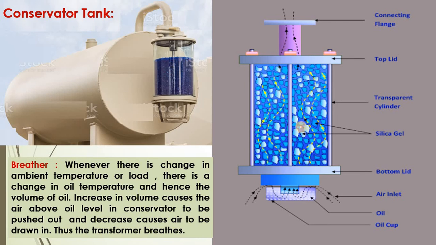This oil cup is required so that if there is oil coming from the transformer through this connecting flange, it will come out through the silica gel. But when air is drawn back in, the breather will collect the moisture from that air, and it will pass clean air into the conservator tank.